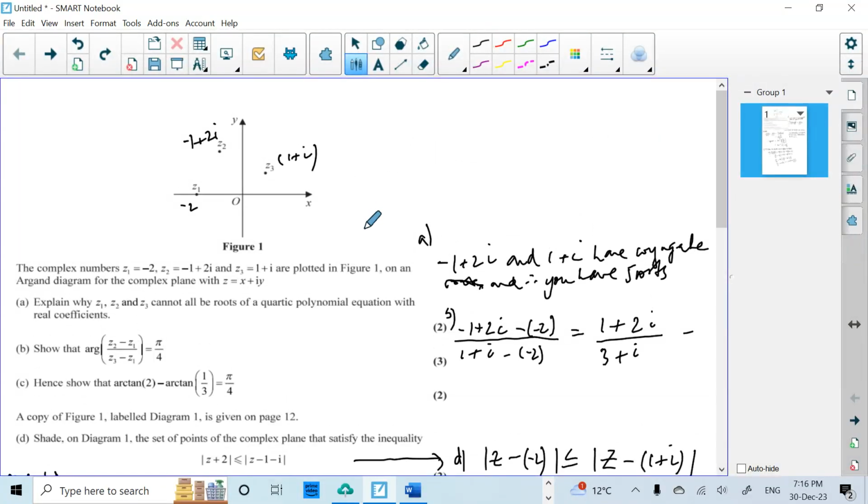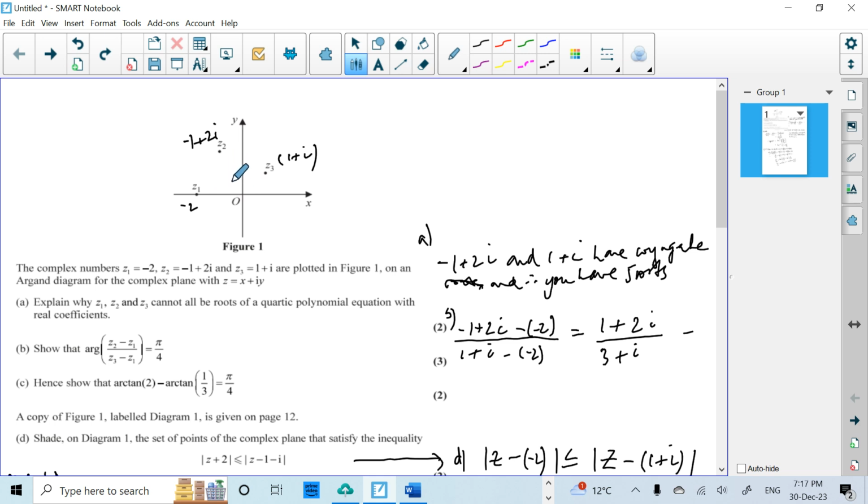So now, going back to our Argand diagram, if we shade the set of points of the complex plane that satisfy the inequality, well, I find the midpoint between Z1 and Z3. Why the midpoint? Because this is minus 1 plus 2 squared, the modulus of minus 1 plus 2i, which is the root of 5. And also on the other side, that's going to be 2 squared plus 1, which is also the root of 5.